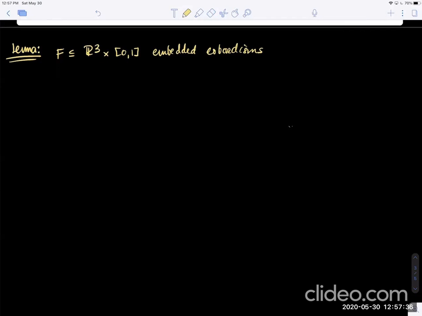Okay, so if you start with some sort of embedded cobordism in the space, let's say from some link L0 to L1, and we denote by S(K) some unknotted, unlinked two-sphere in R3 cross [0, 1] still, right?